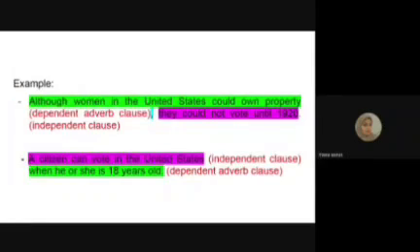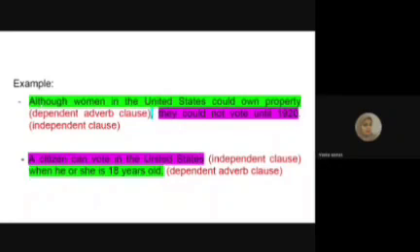We have examples. Here is the first example, where the adverb clause comes at the beginning of the complex sentence. Although, we always said that when you see a subordinator, that means it is a dependent clause, because independent clauses do not need any attachment to complete the meaning. So when you see a clause that starts with a subordinator, that means it is the dependent clause.